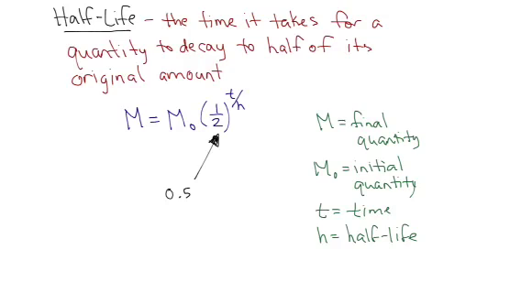All right, where m is our final quantity, how much do we have at the end? m sub 0 is our initial quantity. And then again, the t stands for time, and h is half-life. And the time and half-life need to be measured in the same unit. So if the half-life is in days, then our time needs to be measured in days. Those things need to be similar.